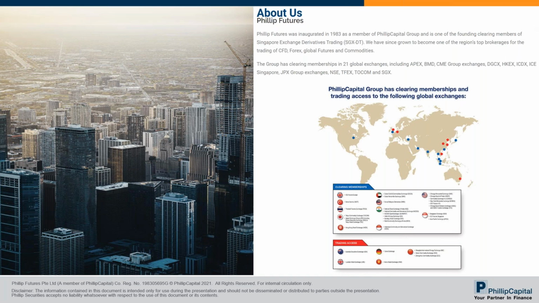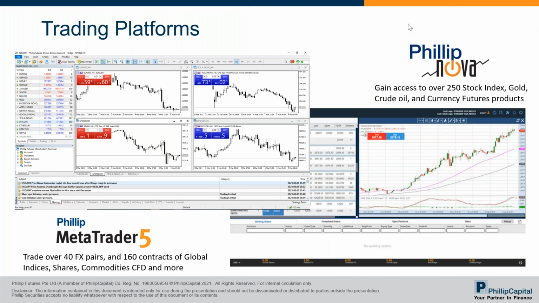The two platforms that we carry for the trading of different products are mainly the Phillip MetaTrader 5 on the left, which deals with 40-over Forex pairs, 160 contracts of global indices, shares, commodities, CFDs, and more, which later we will go into. On the right hand side, we have Phillip Nova, which is our flagship platform for access to futures trading.